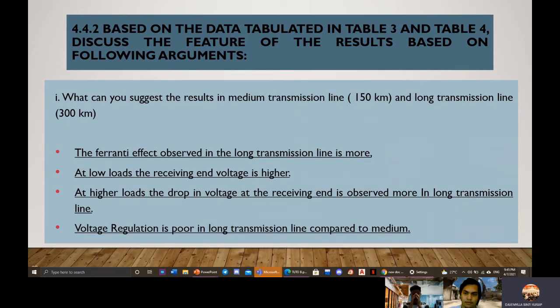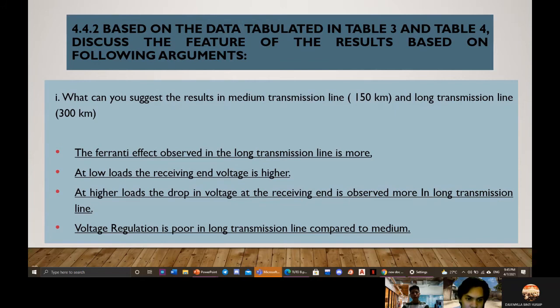Thank you. I will continue with my part, which is the data tabulated based on table 3 and table 4. So here we have made a discussion of the features of the result. What can you suggest? The result in the medium transmission line for 150 km and the long transmission line for 300 km.